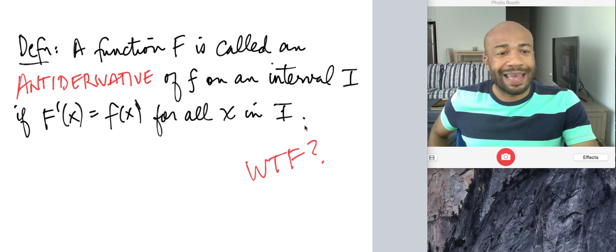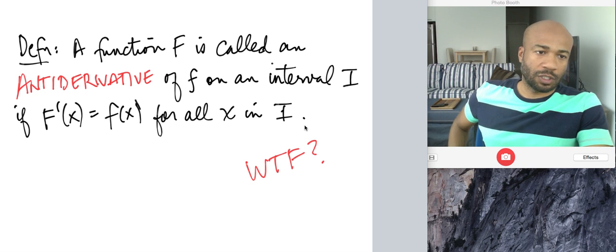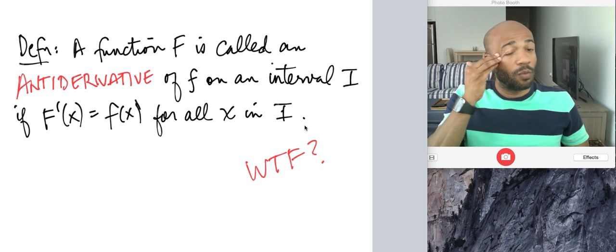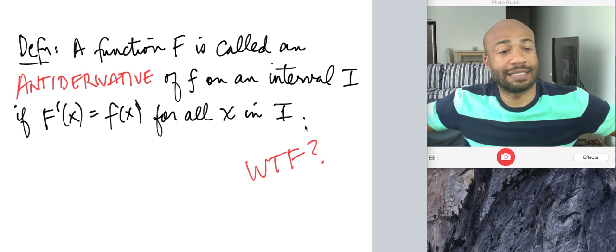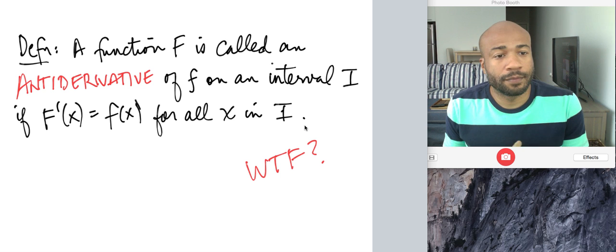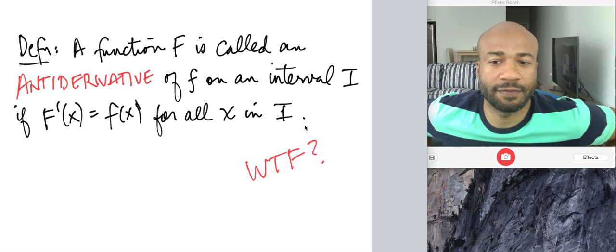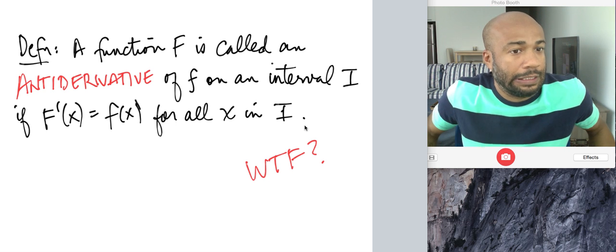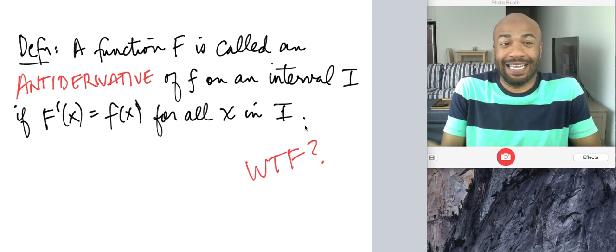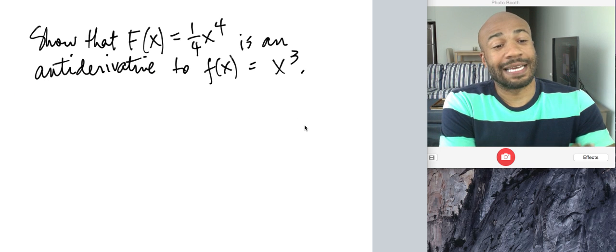A function big F is called an antiderivative of little f on an interval I, which could be 0 to infinity, 1 to 9, 10 to 44, whatever, if the derivative of big F is equal to little f for all x in I. What does that mean? Well, let's define that with an example.